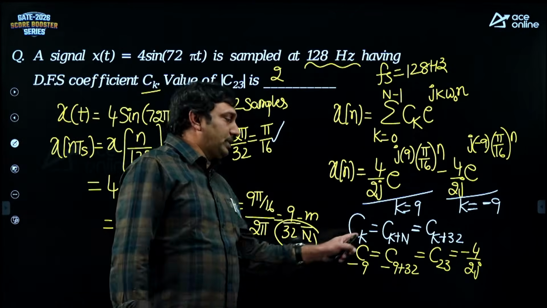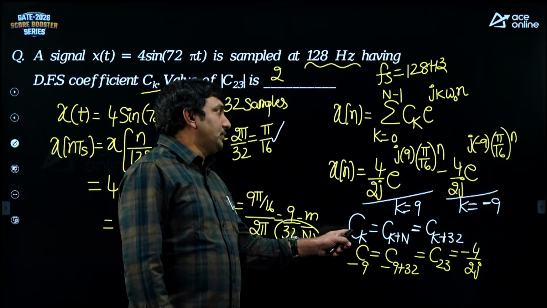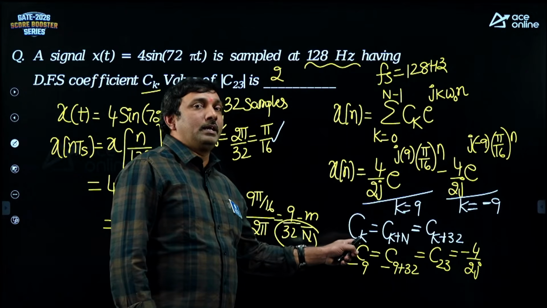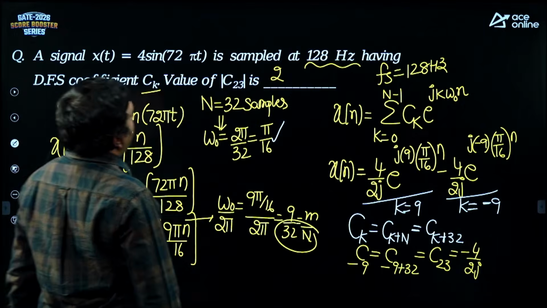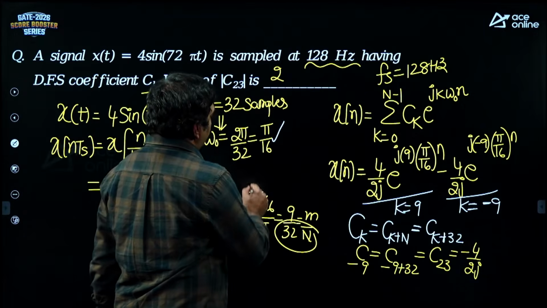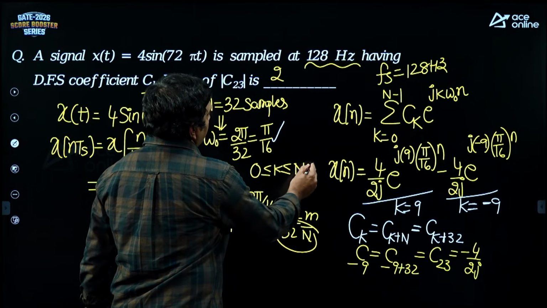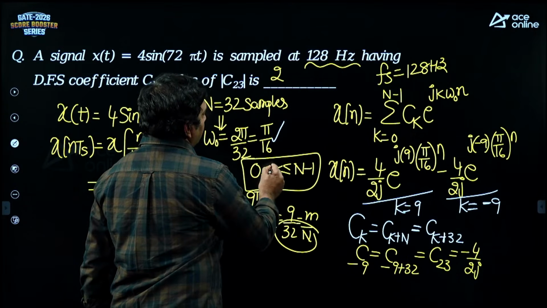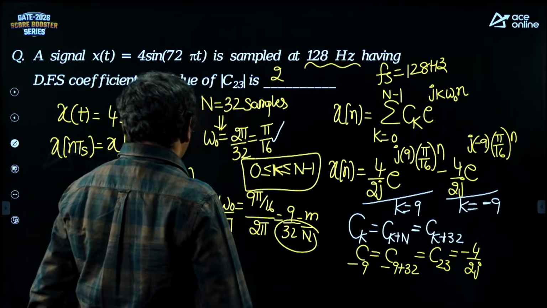Don't forget to use this additional property. In recent examinations, questions came on this periodicity property. Based on the periodicity property, they will deliberately ask outside the harmonic range, because generally we say k varies from 0 to N minus 1, but that periodically repeats for every N samples.